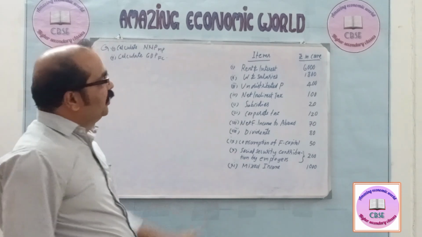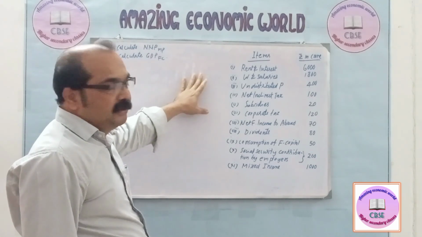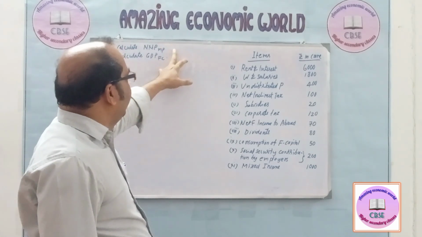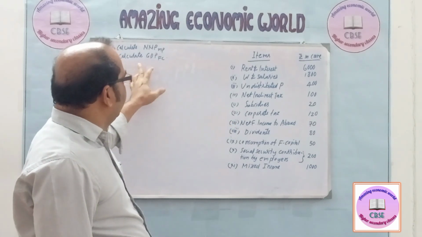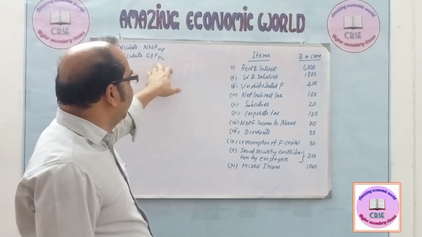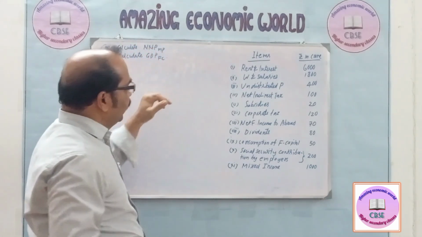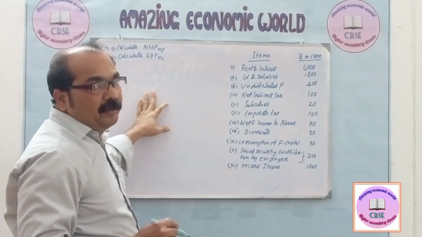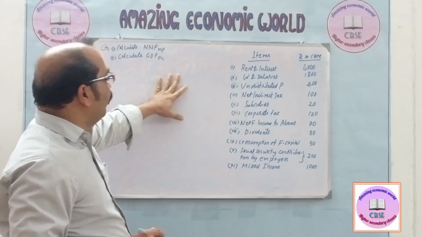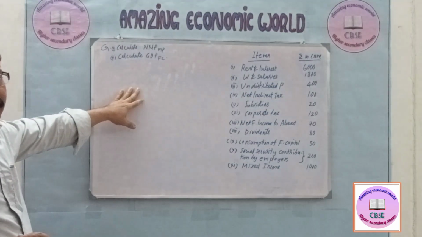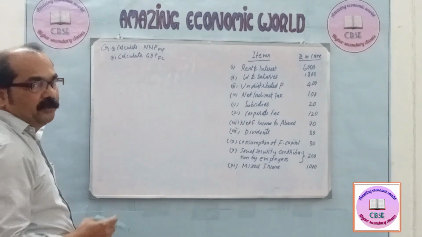Suppose you are doing a question like this, what do we have to do first? We have to identify the items needed for calculation of NNP MP and those needed for calculation of GDP FC. Then first of all we can calculate the GDP FC. What are the items necessary for calculating GDP FC? First of all we have to remember the formula for calculation of GDP FC.